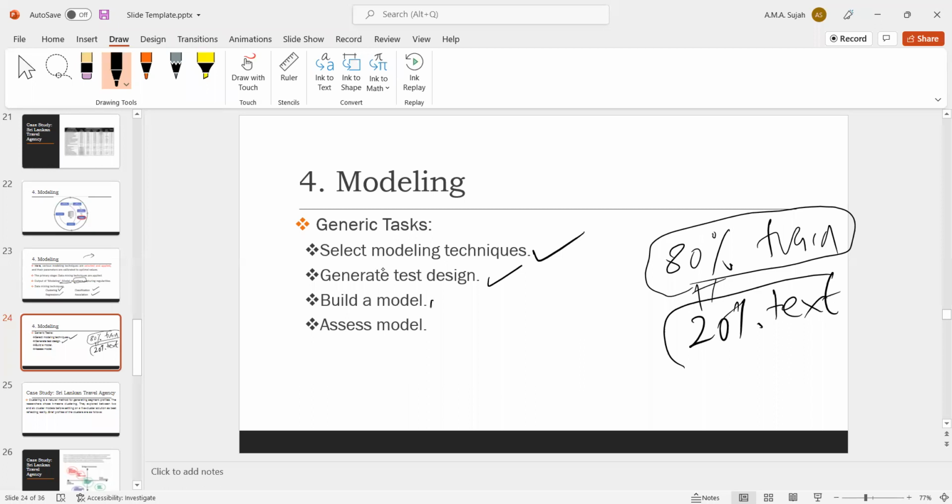Finally, we will build a model. After building, we will assess the model. We need to assess whether we get a perfect model or not. These all are considered as modeling.